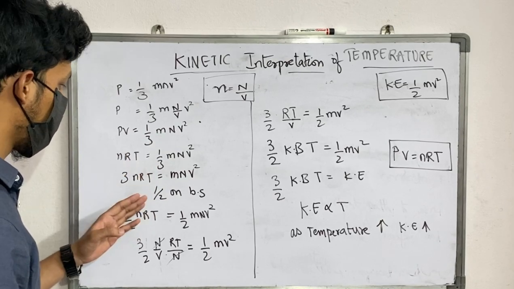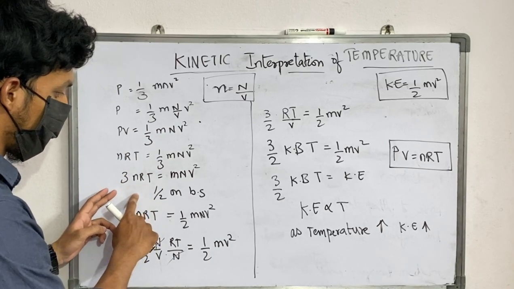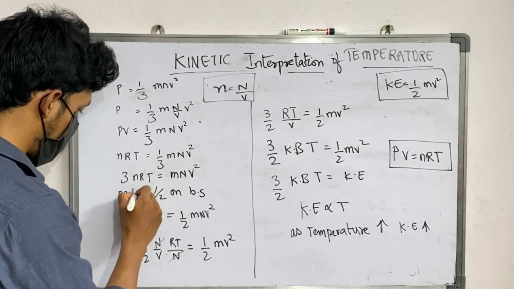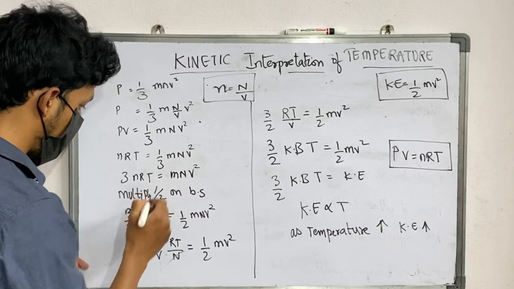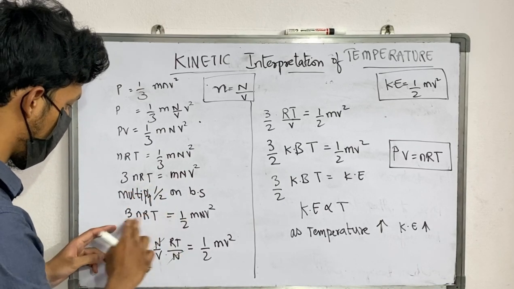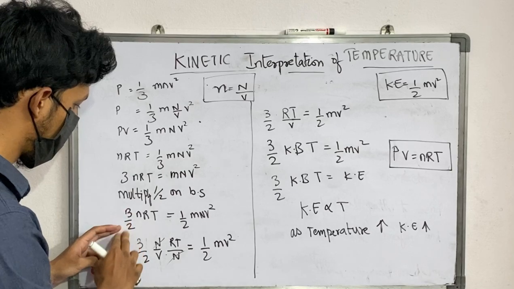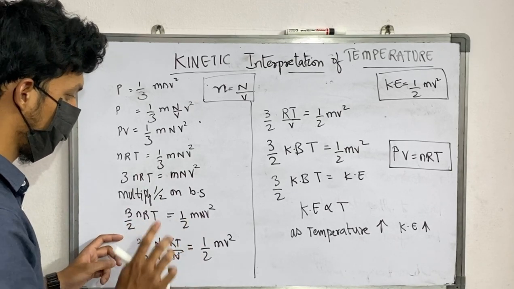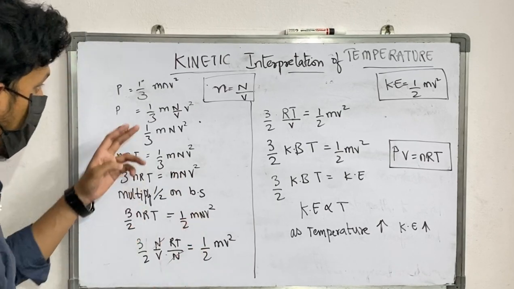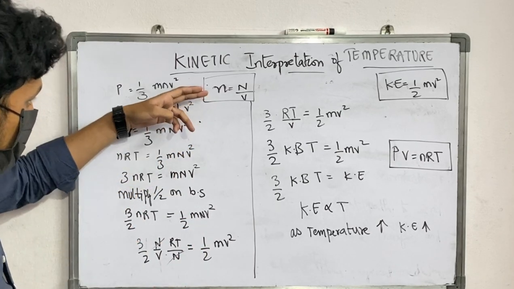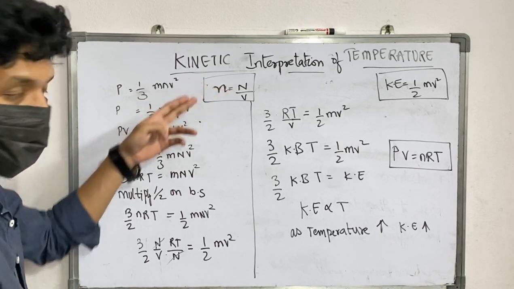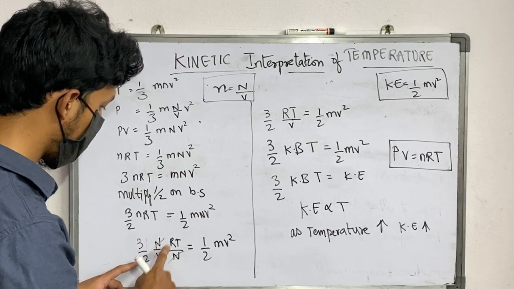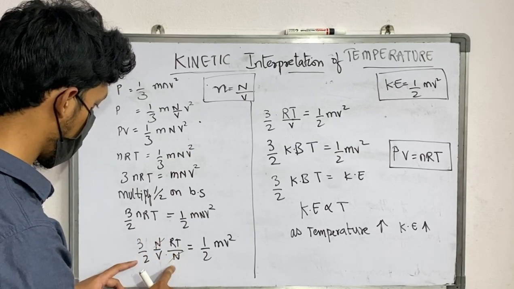Then we move further. Now we multiply with 1 by 2 on both sides. So 1 by 2 on this side and 1 by 2 on this side, so it becomes 3 by 2. So now 3 by 2, and this is in the same form. Now I said here small n is equal to capital N by V. So capital N by V and RT by n is here.